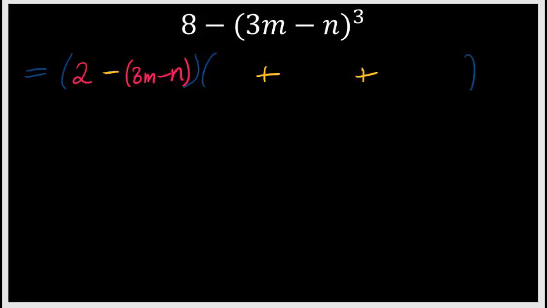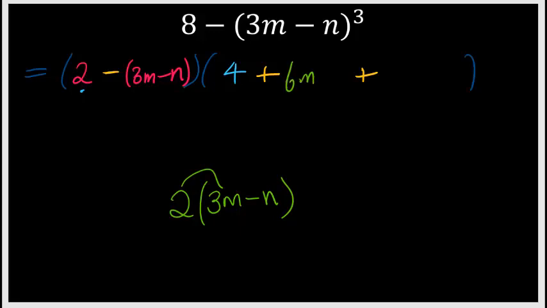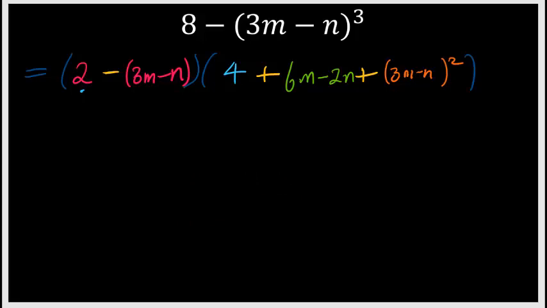Okay, so now our first term is going to be 2 to the power of 2, which is 4. Our second term is going to be 2 times (3m minus n). So we're going to do the distributive property. 2 times 3 is going to be 6m, and 2 times minus n is going to be minus 2n. And then our last term is going to be (3m minus n) squared.